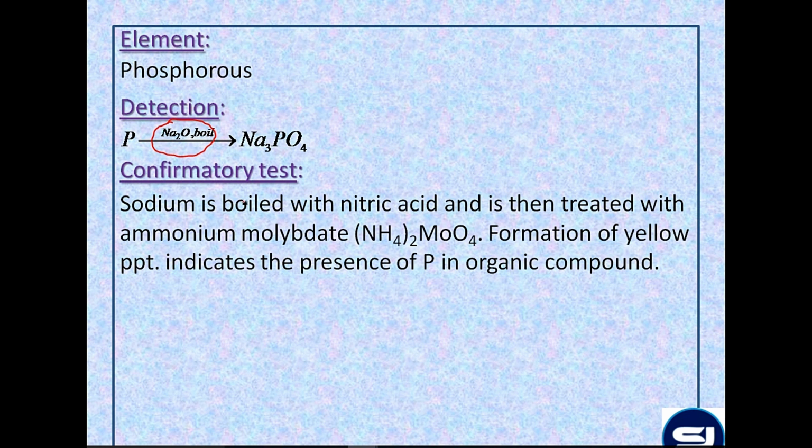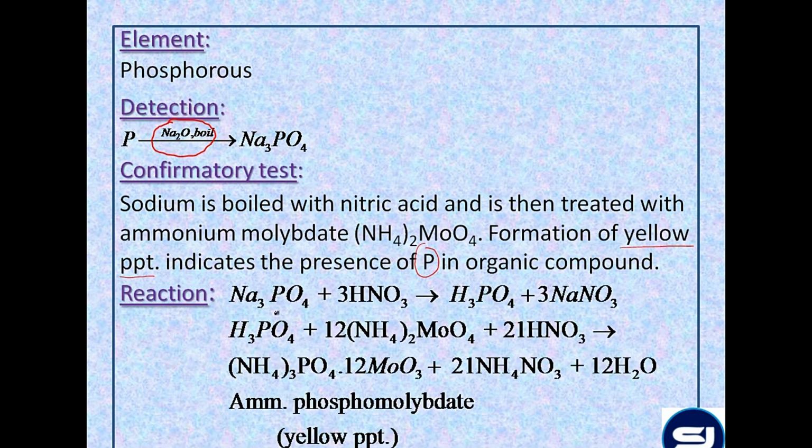sodium phosphate is boiled with nitric acid and is then treated with ammonium molybdate, that is (NH4)2MoO4. Ammonium molybdate (NH4)2MoO4. The formation of yellow precipitate indicates the presence of phosphorus in organic compound. Let's see the associated reaction.